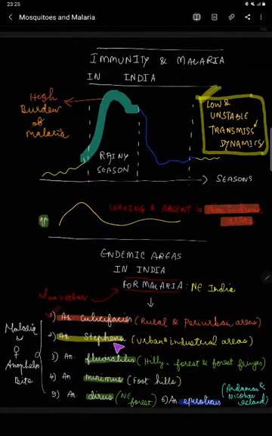Next is Anopheles stephensi. Remember, Stephens is a manager or owner of an industry, right? So if you remember industry and urban area, this is transmitted by Anopheles stephensi. The next ones are not very important to remember, but these two are very, very important. Anopheles fluviatilis in hilly forest and forest fringes.